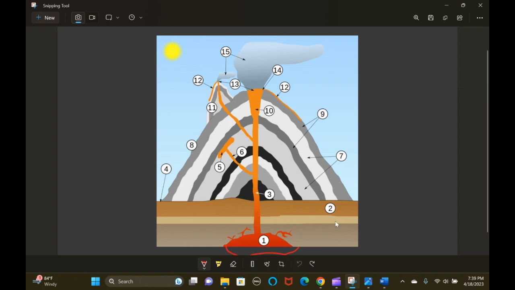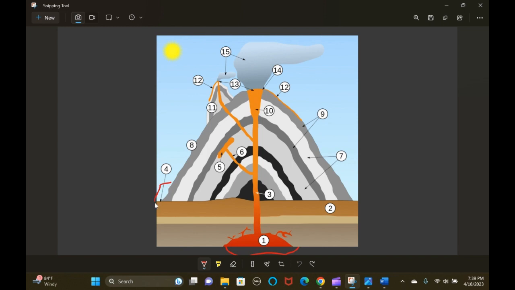Next up, number 2. This is known as bedrock, at the very bottom, underneath the ground, right there under the volcano. Going to number 3, it's that really long one up here. This is what's known as the conduit, or the pipe of the volcano. A very important part that we'll get into later.